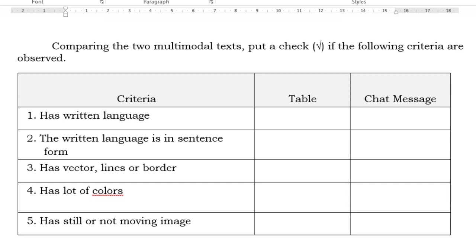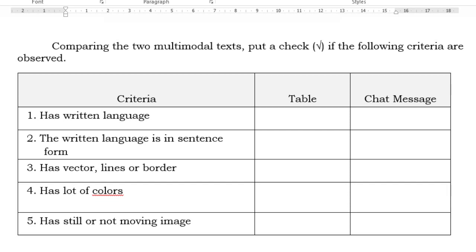Now, let us compare and contrast the two multimodal texts used, which are the table and the chat message, by putting a check mark in the following criteria. Number 1, has written language. If we look at the presentation, the table and the chat message made use of written language. Therefore, both of them receive a check mark.